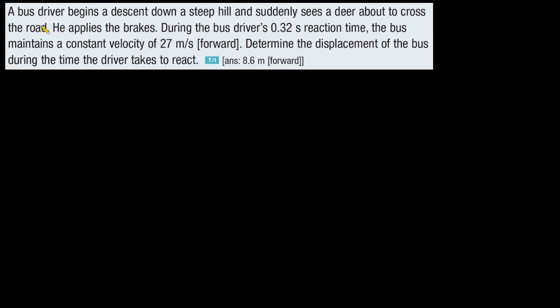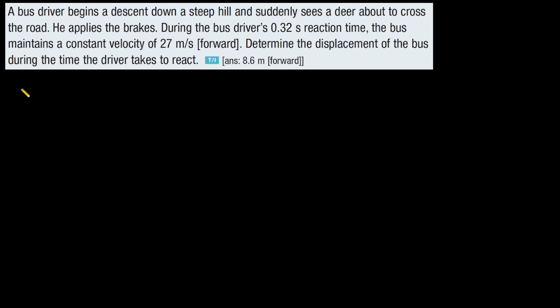This question: a bus driver begins a descent down a deep hill and suddenly sees a deer about to cross the road. He applies the brakes during the bus driver's 0.32 seconds reaction time. The bus maintains a constant velocity of 27 meters per second forward. Determine the displacement of the bus during the time the driver takes to react.